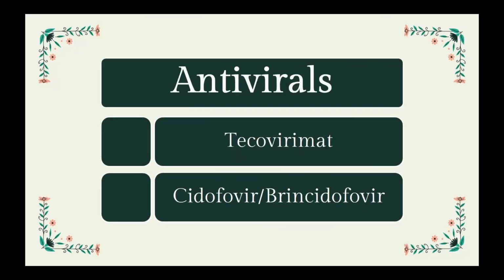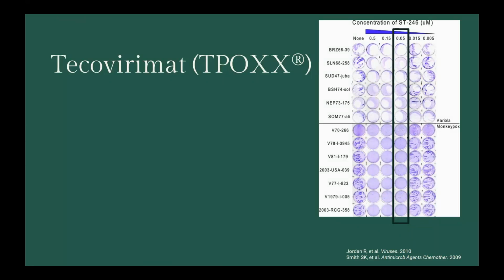And now we'll dive deeper into the fun stuff, the antivirals. We've got Tecovirimat, Cidofovir, and Brincidofovir. We'll start with Tecovirimat. The brand name is TPOXX, so you may hear people saying TPOXX because it's easier to say. It was originally made for treatment of smallpox. The mechanism of Tecovirimat is that it's an inhibitor of the orthopox VP37 envelope wrapping protein, which is specific to orthopox viruses.